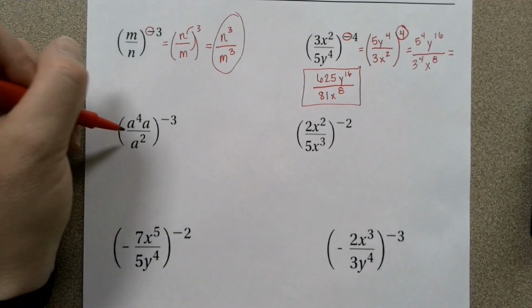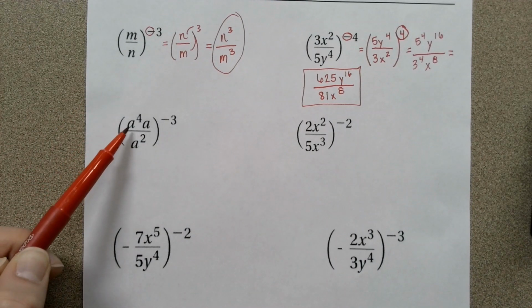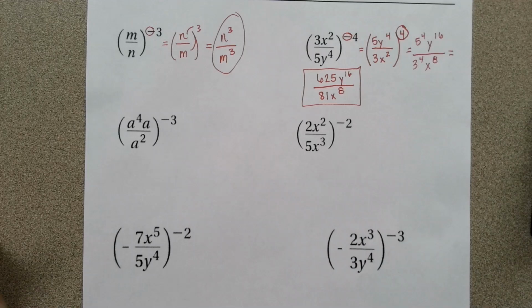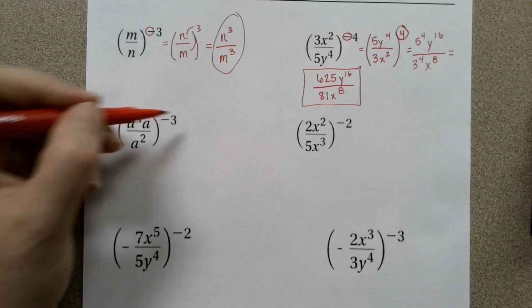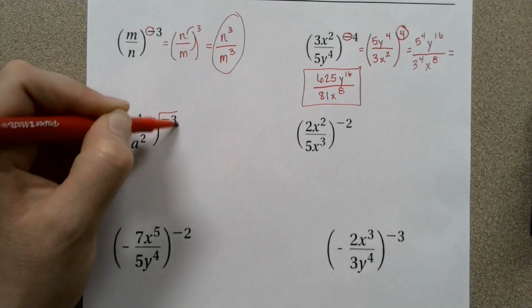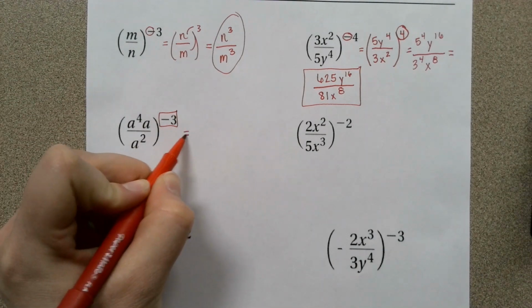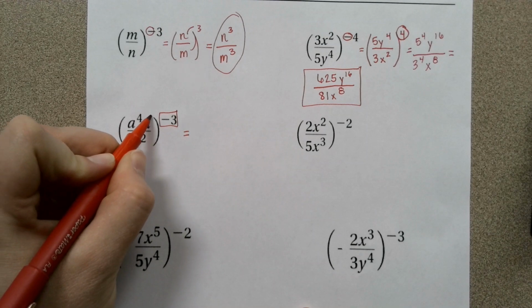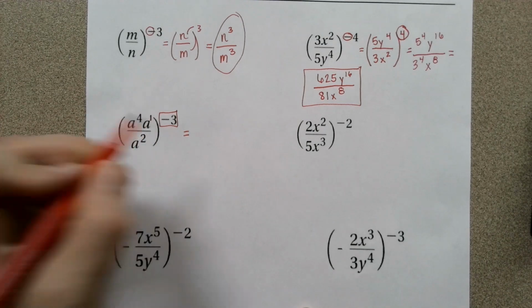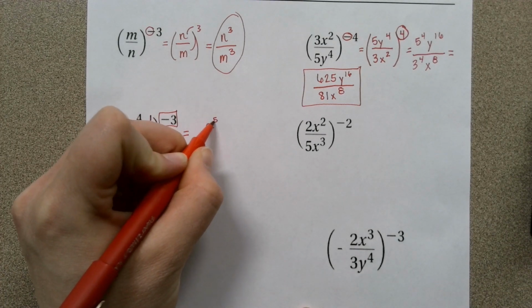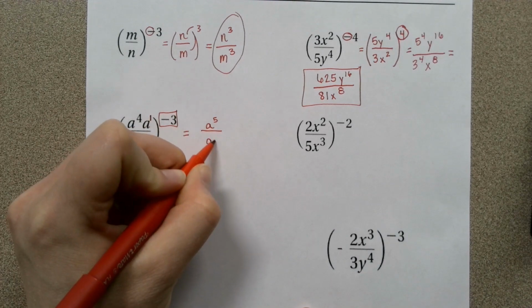Again, for this next one, we notice here that for the first time, all 3 of our variables inside our parentheses are a's. So before we deal with this exponent, we can simplify everything inside our parentheses. So that's what we're going to do. A to the 4th times a to the 1st gives us a to the 5th, and we put that over a squared.